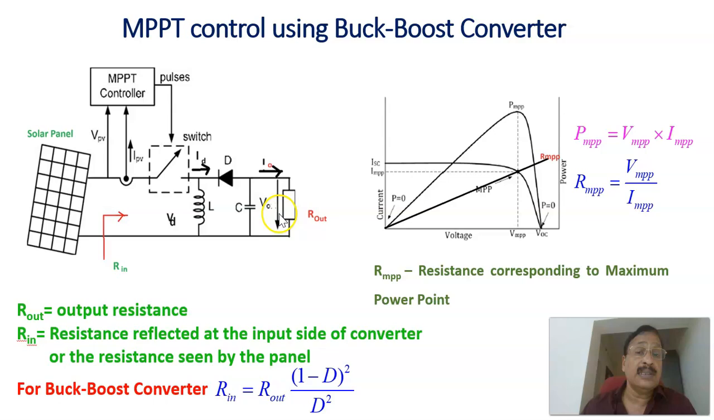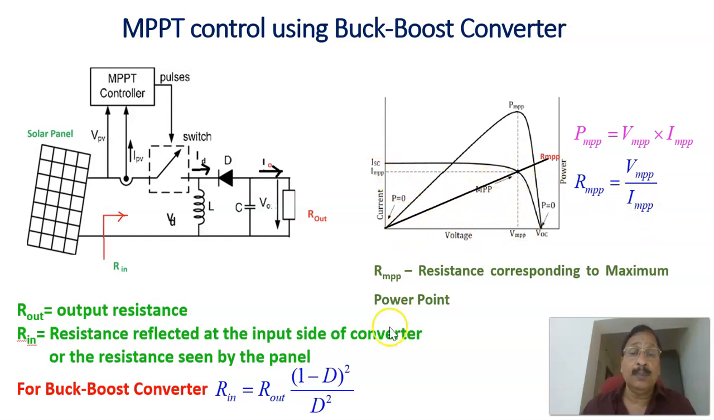This circuit is a buck boost converter, and the solar panel power is given to the buck boost converter, and we are controlling the duty ratio of this switch by using an MPPT controller, in which we are controlling the duty ratio D such that (1 minus D) whole square by D square into R out should be the same as R in, which is the same as RMPP, that is the resistance corresponding to the peak power, that is VMPP divided by IMPP, that is RMPP.